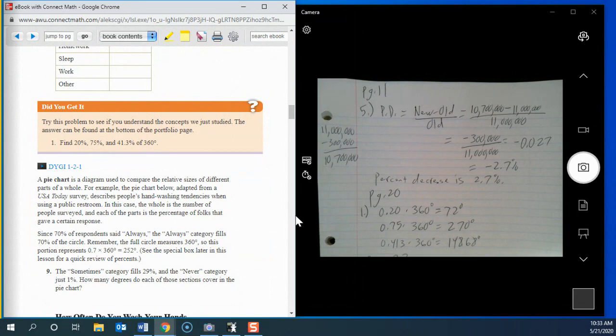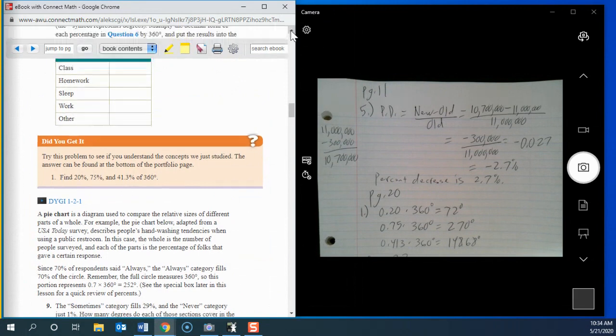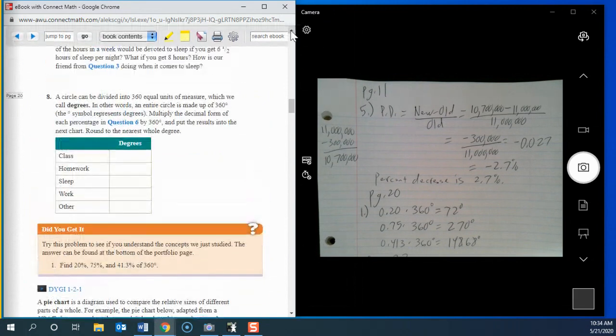Now, first of all, if we go back up here to problem number 8, this did you get it is related to problem number 8. When we were talking about pie charts, and we know that a circle's degrees is 360 degrees.